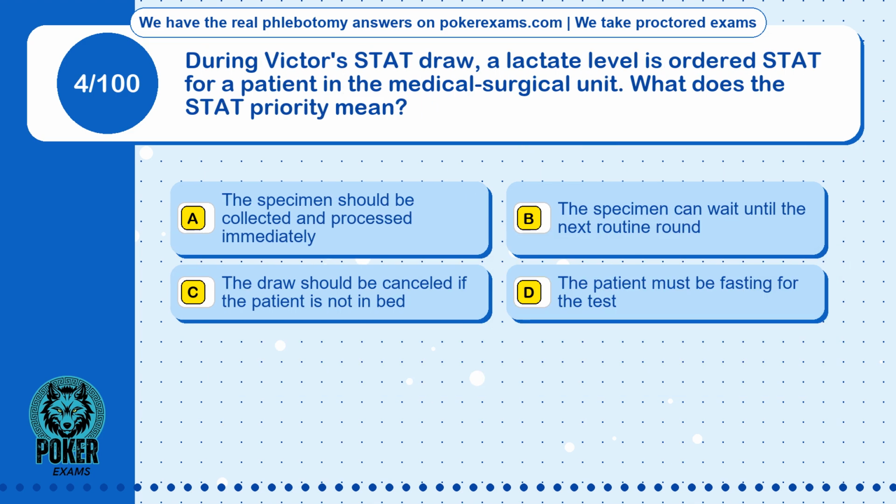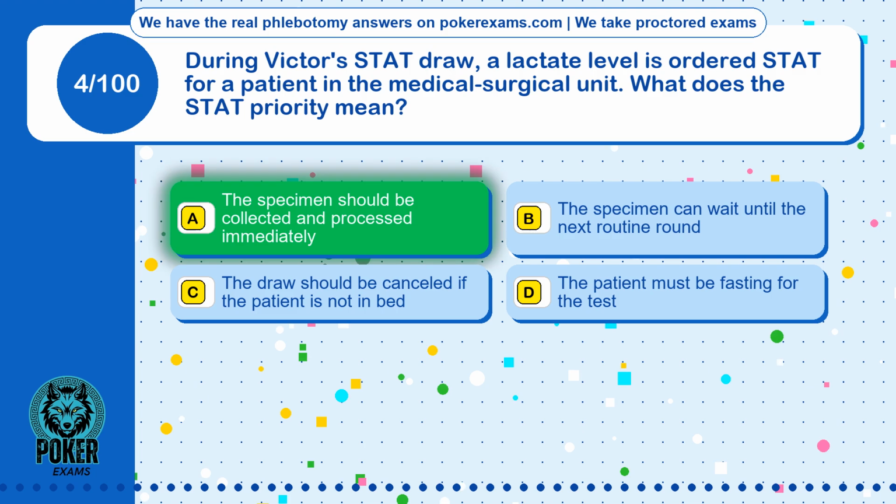Question 4. During Victor's stat draw, a lactate level is ordered stat for a patient in the medical surgical unit. What does the stat priority mean? Option A. The specimen should be collected and processed immediately. Option B. The specimen can wait until the next routine round. Option C. The draw should be cancelled if the patient is not in bed. Option D. The patient must be fasting for the test.